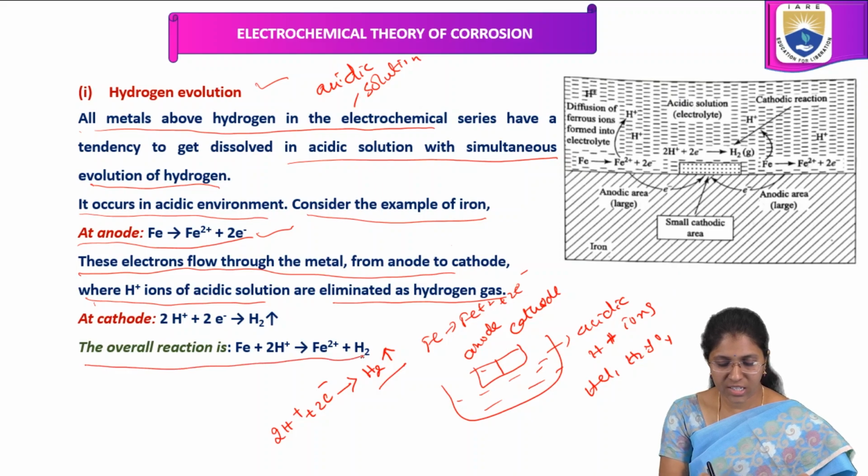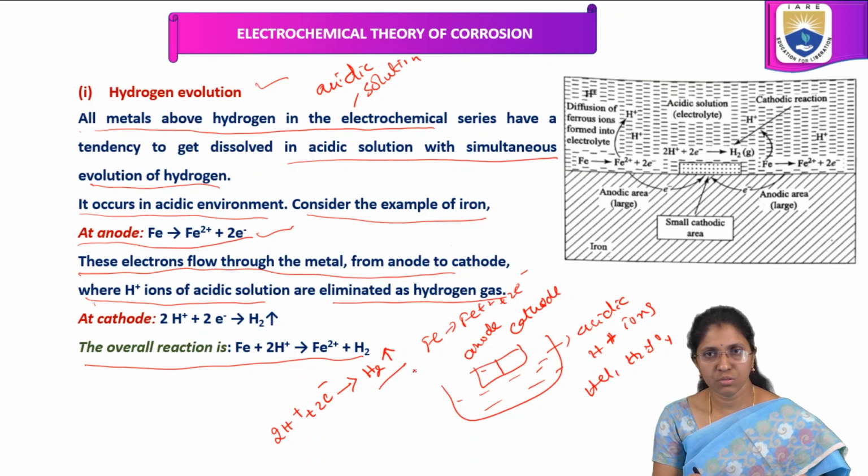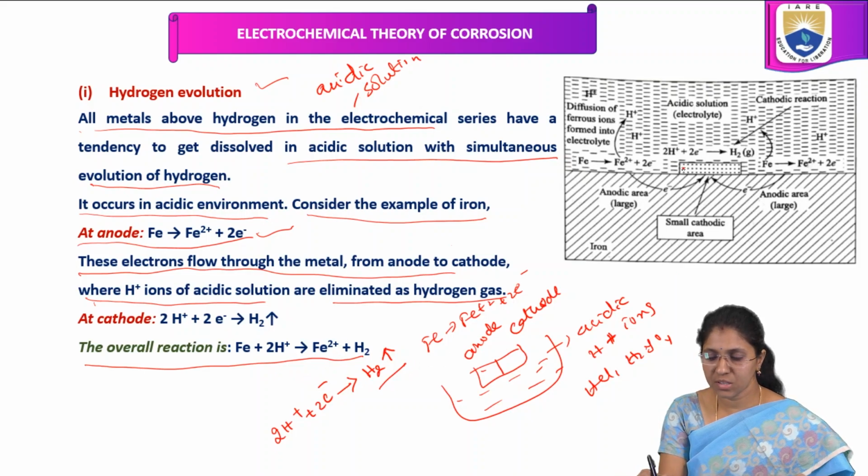The overall reaction at anode and cathode is Fe plus 2H+ gives rise to Fe2+ plus H2. Here this is the metal. In this type of electrochemical corrosion, anodic area is large, cathodic area is small. Here at anode, oxidation is taking place. Here iron is converted into Fe2+ ion.